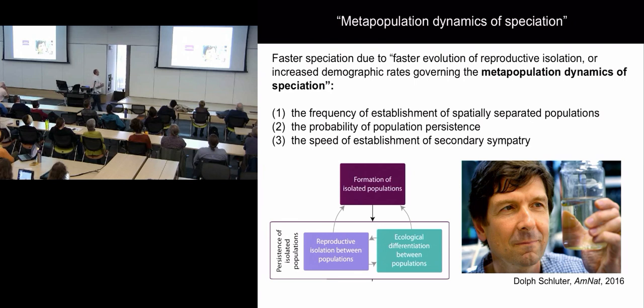And so, for example, in this American Naturalist paper from 2016, he describes that increases in the speciation rate can happen either because populations evolve reproductive isolation quickly, or because they have increased demographic rates governing what he calls the metapopulation dynamics of speciation, by which he means the frequency with which spatially separated populations become established, the probability of population persistence, and the speed at which species come back into secondary sympatry. So this is very similar to Ernst Mayr's general set of controls on the speciation process.